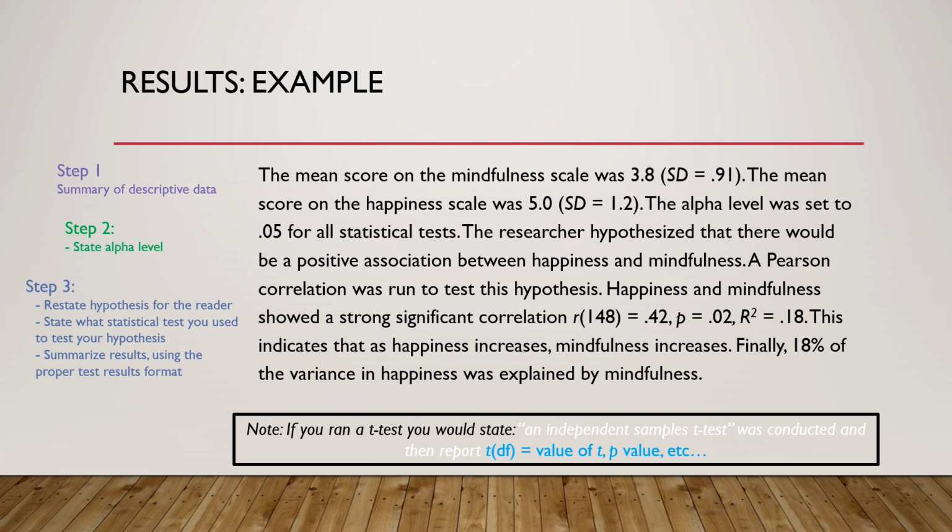Note, if you ran a t-test, you would also have to put the t, degrees of freedom, the value of t, p-value, etc. Also, for a t-test, you want to include the group means and standard deviations. Correlation doesn't have those because there are no categories, but you do need to have those subgroup means and standard deviations indicated there.